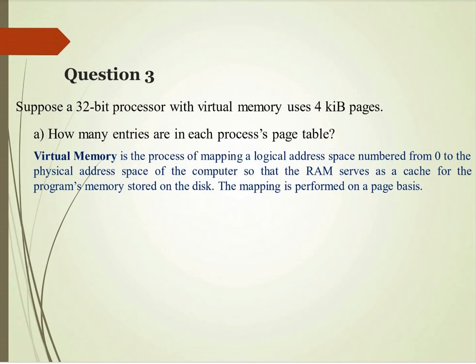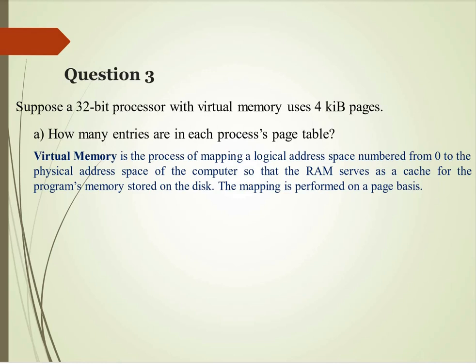So the next question, which is question 3, basically: suppose that we have a 32-bit address processor whose virtual memory uses 4 kilobyte pages. The question is how many entries are in each processor's page table. So the first question is, what is virtual memory? Basically, virtual memory is a process of mapping a logical address space numbered from 0 to the physical address space that exists in the computer, so that the RAM serves as a cache for the program's memory stored on the disk.